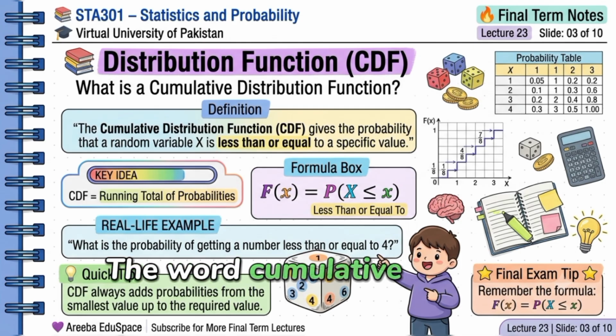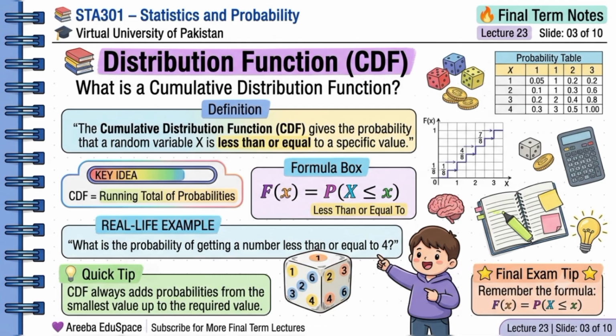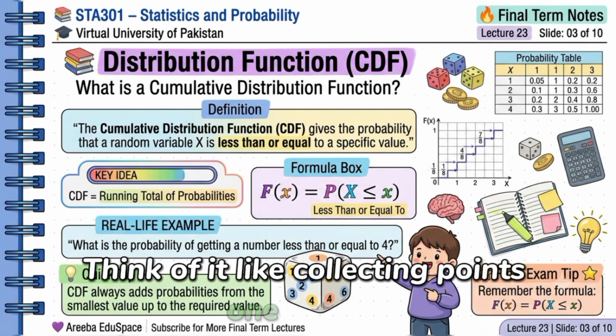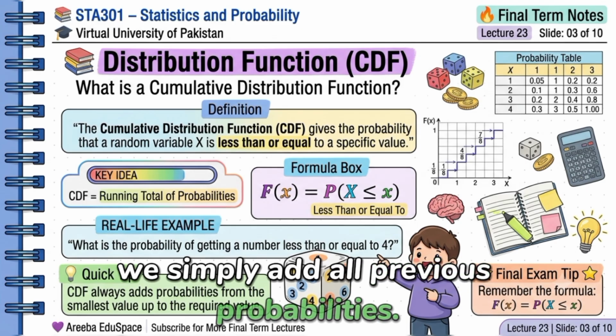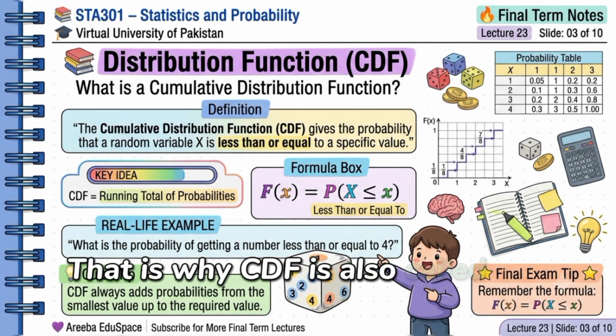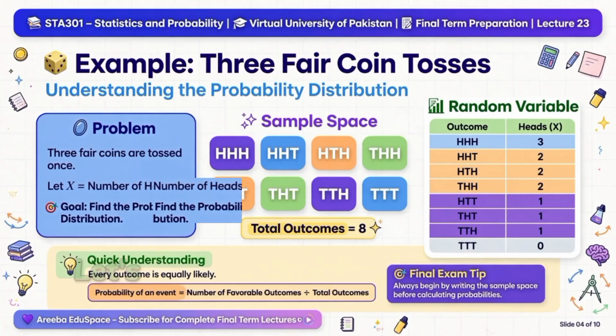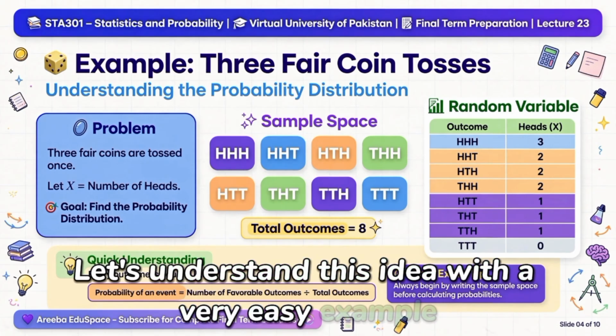The word cumulative means adding probabilities together. Think of it like collecting points one by one. For example, if we want the probability up to a certain value, we simply add all previous probabilities. That is why CDF is also called the running total of probabilities. Let's understand this idea with a very easy example.